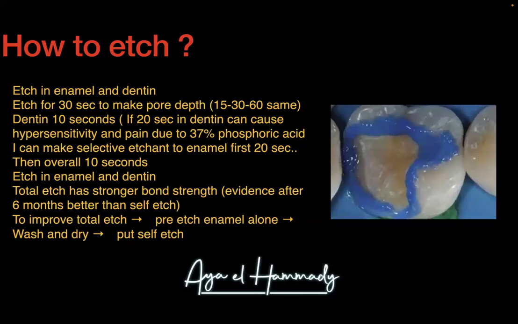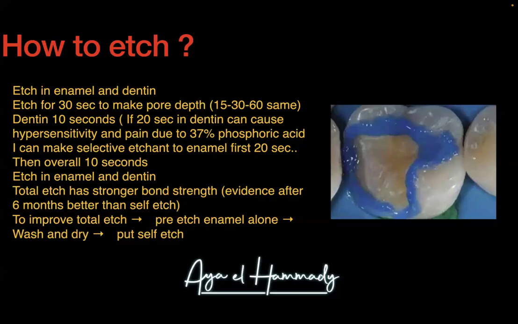Excellent. Here we are going to use 37% phosphoric acid to do the etching for 20 or 30 seconds. If we have an enamel defect like MIH, amelogenesis imperfecta, or fluorosis, you are going to etch more, up to 60 seconds. If you are only going for the enamel part, you etch for 30 seconds. If you are going for the dentine part, you etch for 10 seconds, to avoid any harm you may cause to the dentine, like dentine hypersensitivity.